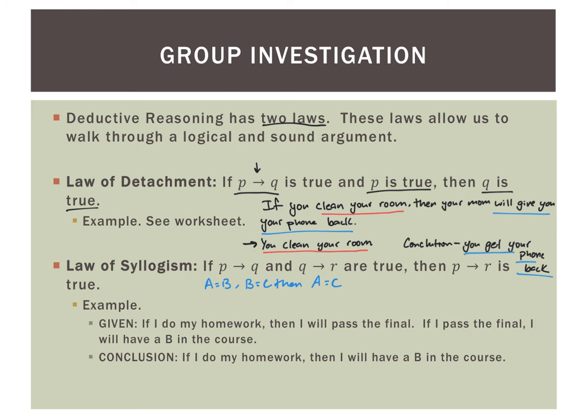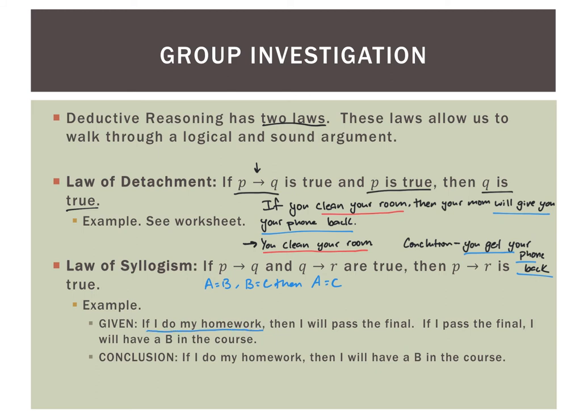Let's look at the example. If you do your homework, then you pass the final. If you pass the final, I will have a B in the course. Conclusion, if I do my homework, I will have a B in the course. So our first statement is right here.